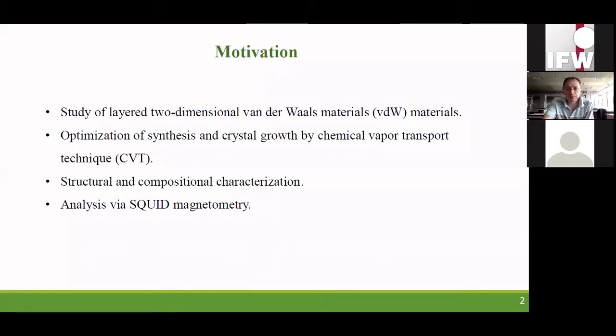van der Waals materials. The optimization of synthesis and crystal growth by chemical vapor transport technique, the analyzing of structural and compositional characterization, and the understanding of magnetic properties using discrete magnetometry.